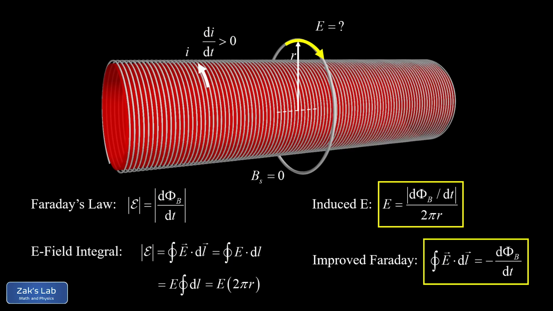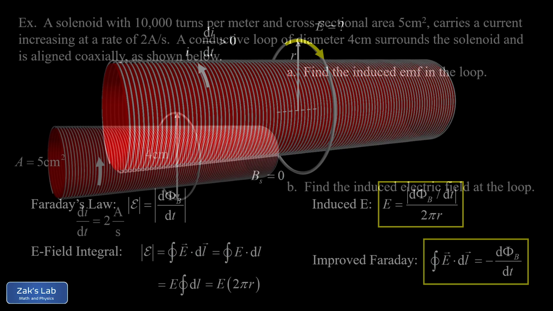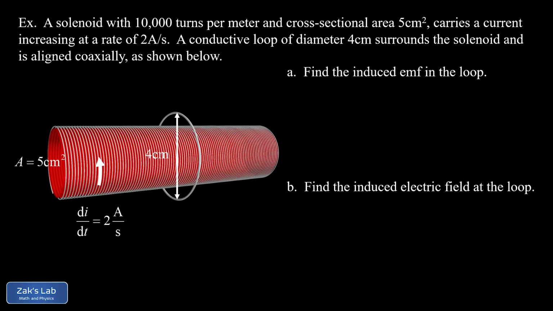So when we need to distinguish between our ordinary conservative electrostatic electric field and this new non-conservative induced electric field, we'll label the induced electric field as E with a subscript of NC for non-conservative. So let's compute the induced electric field magnitude for a solenoid surrounded by a loop.